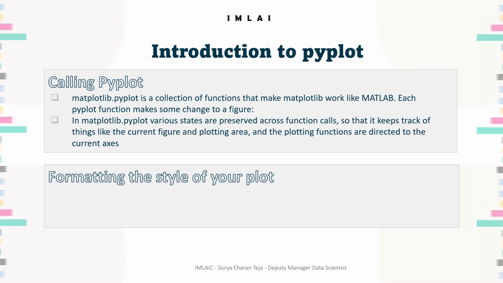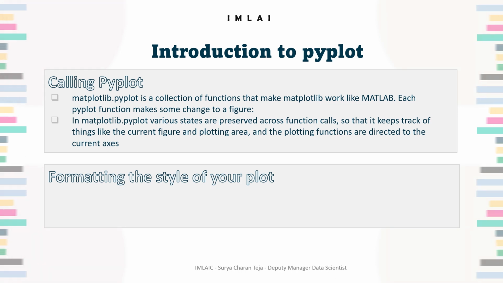For every x comma y pair of arguments, there is an optional third argument, which is the format string that indicates the color and line type of the plot. The letters and symbols of the format string are from MATLAB, and you concatenate a color string with a line style string. So the default format string is b hyphen, which is a solid blue line.